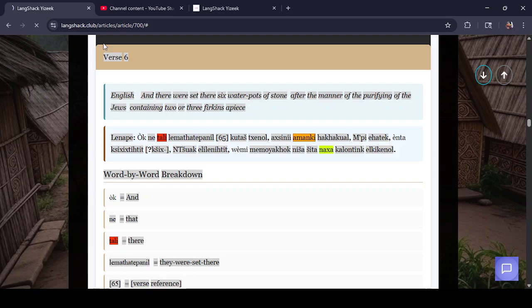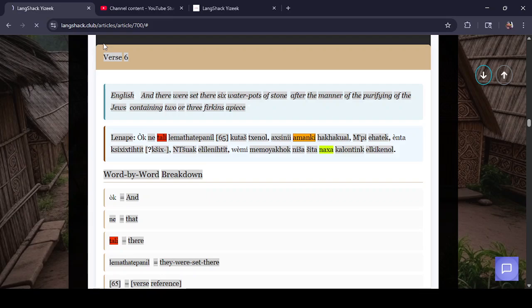You know, there were something like this, and then 6. There were 6 of them. There were 6 pots of water of stone. Okay, cool. Techa and all, there were 6 of them. I don't know what this is. A big stone pot. So there were 6 big stone pots. Water. Okay.